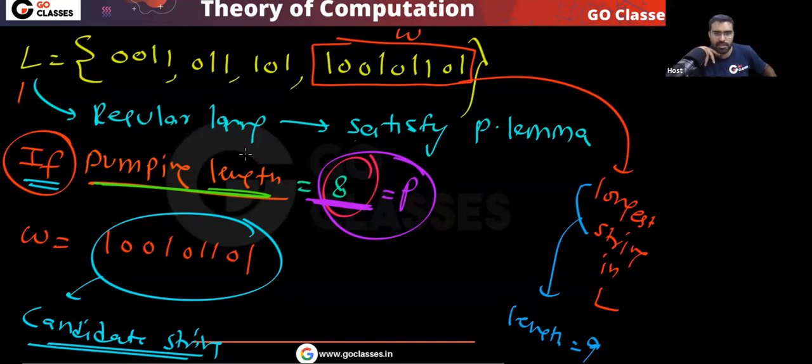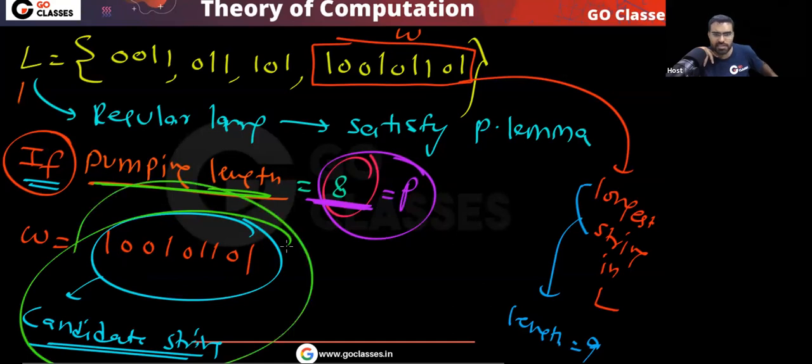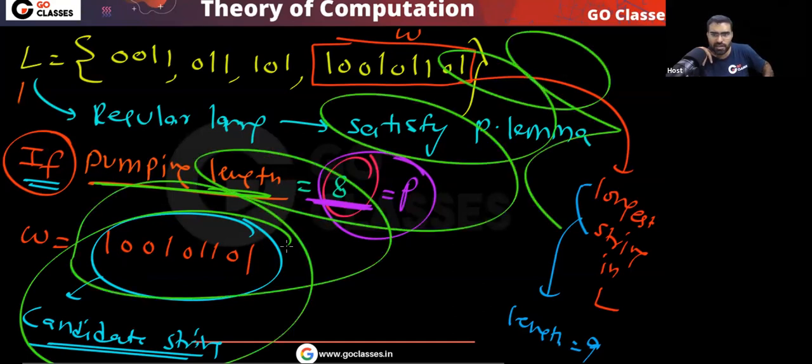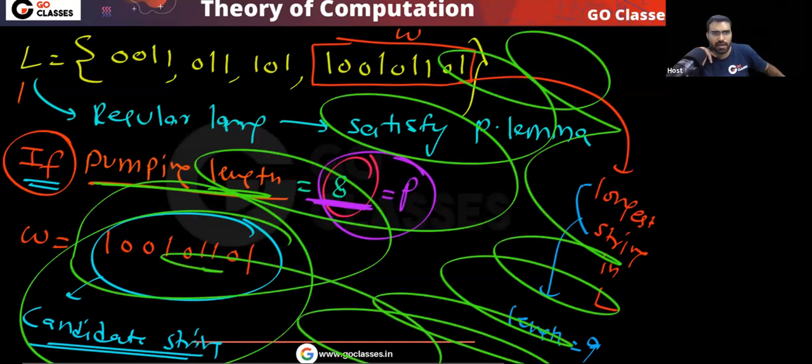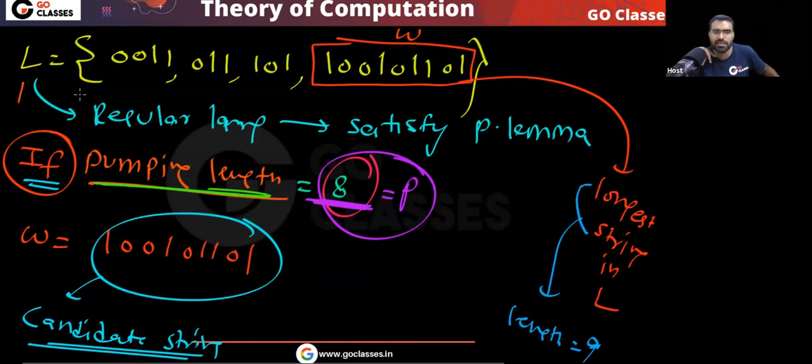Because of this pumping length, this string is becoming a candidate string. And if this string becomes a candidate string, then it will create an infinite number of strings by pumping, and your language will become infinite. So in simple words, I can say that p equal to 8 is wrong.